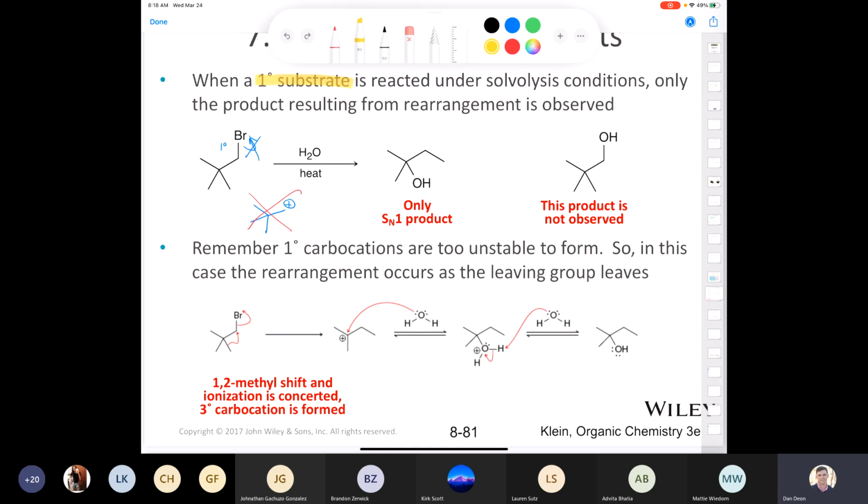Again, this is a very specific case, but you can see why organic chemistry is logical, right? It makes sense, but it's the kind of thing where you have to be thinking about all the different possibilities that could occur at all times.